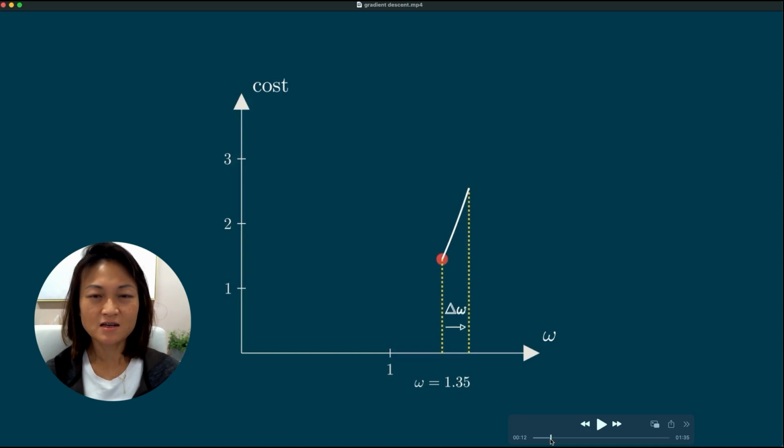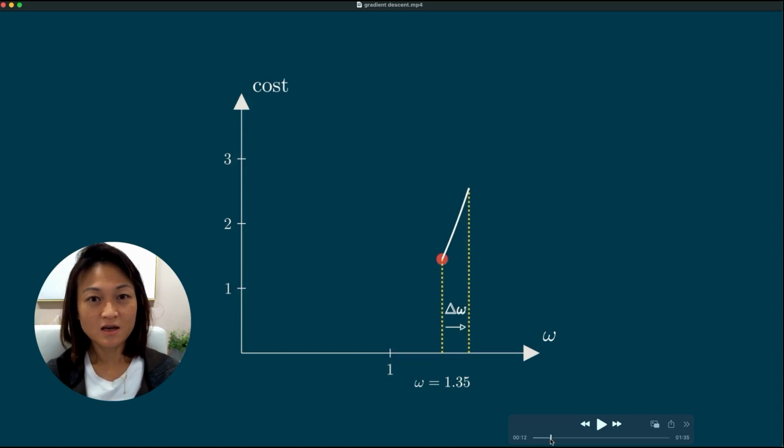Now, you might ask, wait, but some models are not parabolas. Some of them might go down and then up and then down. How do you know that you're not at a local minima? So it's not the lowest point, but it is just a little valley before you get to the really deep valley. This is absolutely a real problem when you're training AI models.